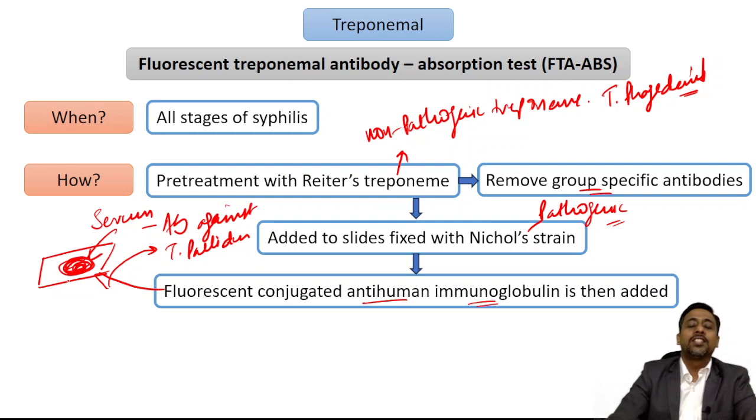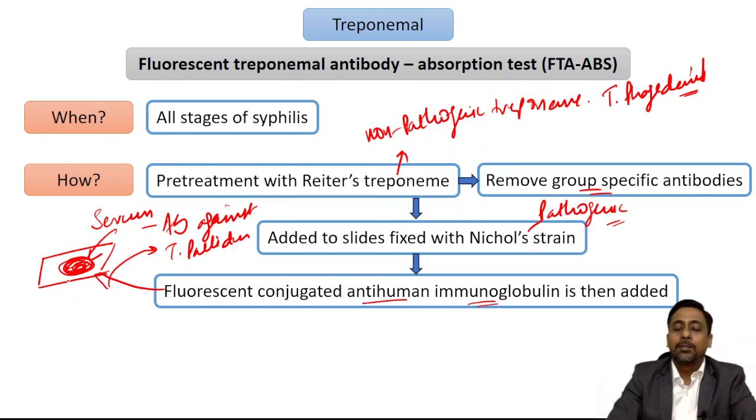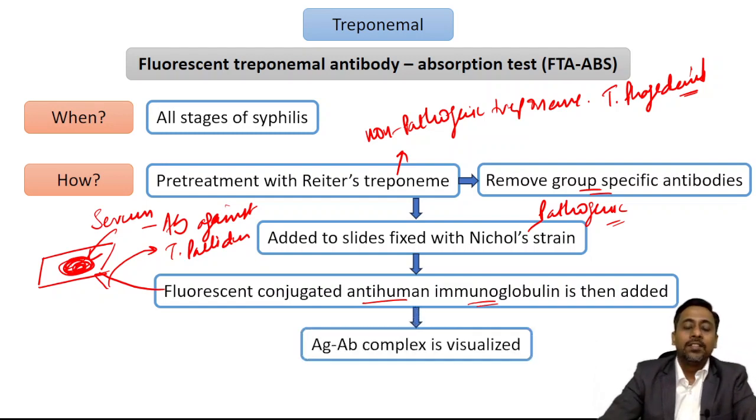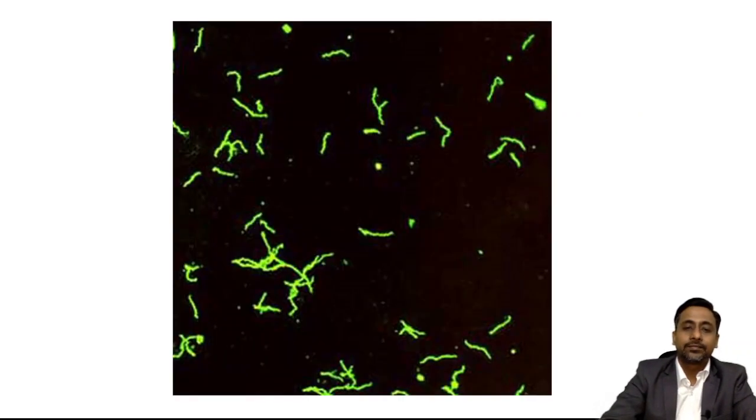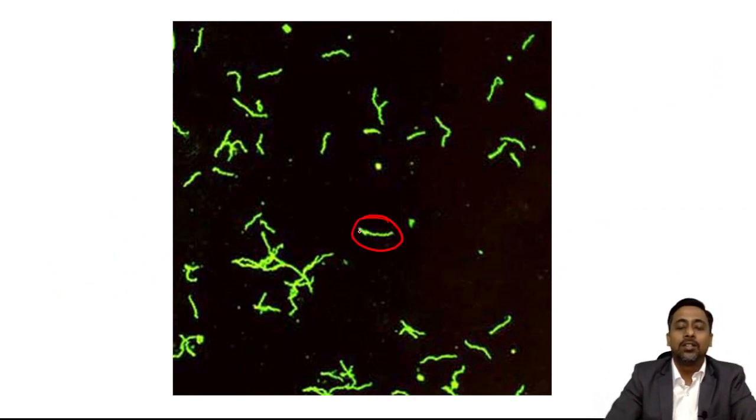So if the patient serum contains the antibody against Treponema pallidum, it will bind with the Nichols strain fixed on the slide, and then it will bind with the fluorescent tagged anti-human antibody. We can visualize the antigen antibody complex via fluorescence. You can see in this image, this fluorescence is because of binding of the fluorescent tagged anti-human antibody with the antigen antibody complex formed on the slide. So this is FTA-ABS.